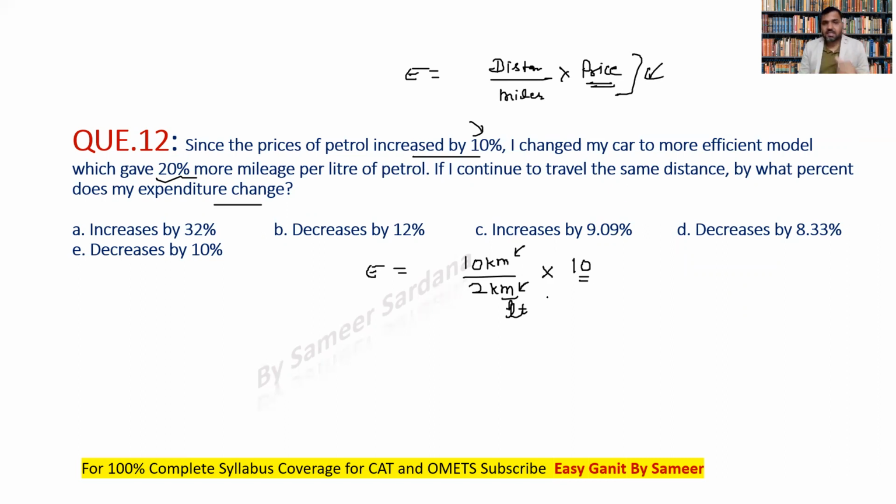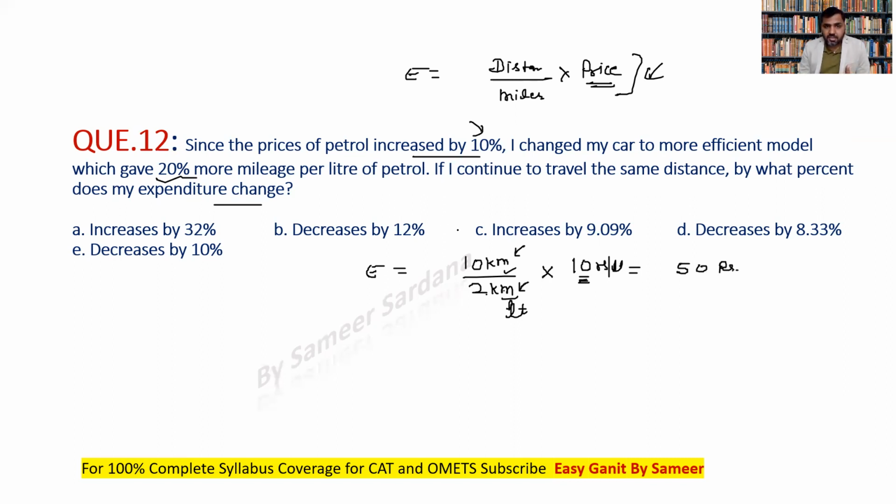So just take any values. Let's continue with this value only. If I am traveling 10 kilometers at a mileage of 2 kilometers per liter, kilometer will get cancelled. I'll be spending 5 liters of petrol at a cost of 10 rupees per liter. So finally, my expenses will come out to be 50 rupees, right?